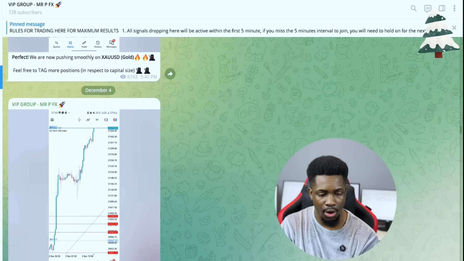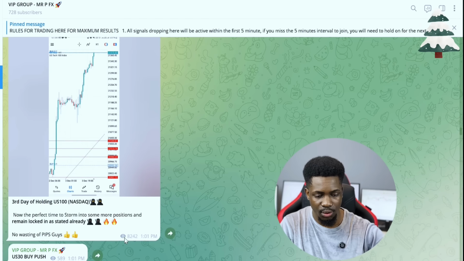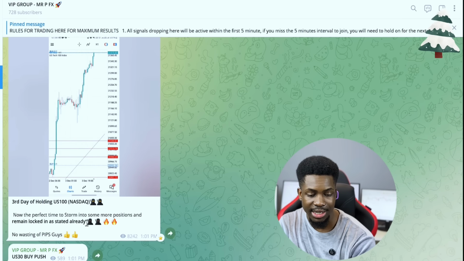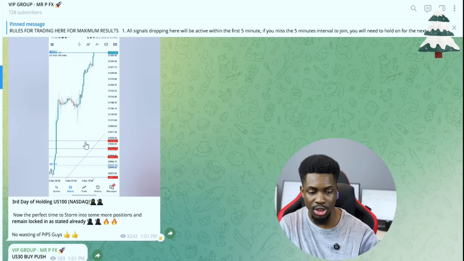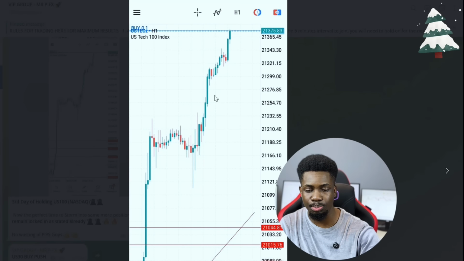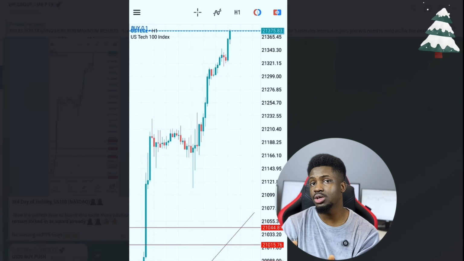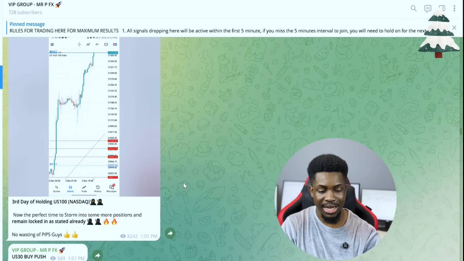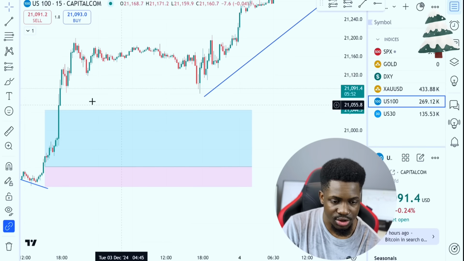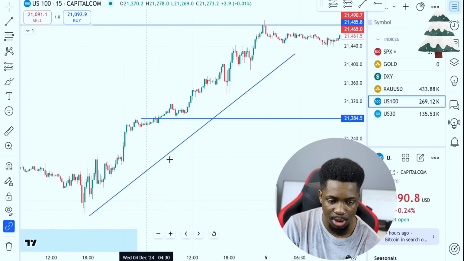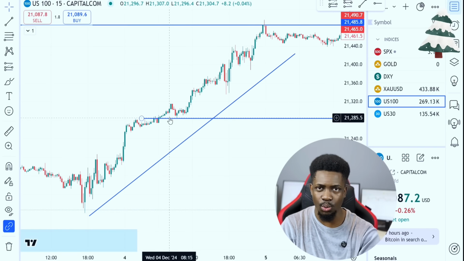So for our day 4, this was exactly what we had. 3rd day of holding US100 NASDAQ. Now the perfect time to stack into some more positions. We had a nice movement at about the spot, and then boom, we had another opportunity to stack into even some more positions, and because of that, we just had to do that. This is exactly what happened. So we stacked into some more positions at about the spot, and you can see why already, right?